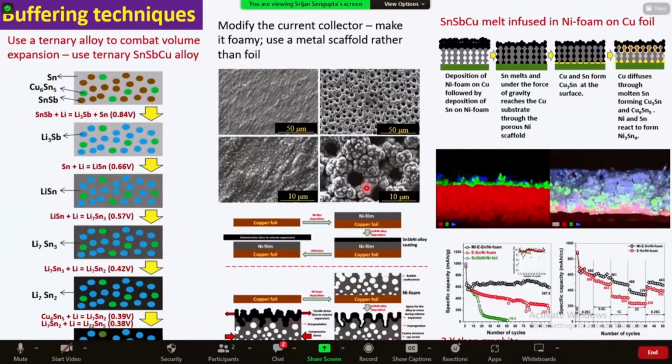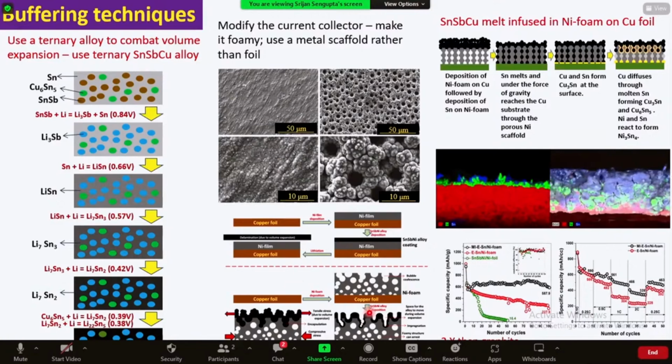First one, to take a ternary alloy of tin, antimony, copper. What happens? The antimony lithiates first, followed by the lithiation of tin, and in between the copper comes into the matrix and gets dispersed. So whatever the volume expansion, it is absorbed by the plastic deformation of this copper. And this entire alloy we put inside a nickel foam rather than a nickel foil.